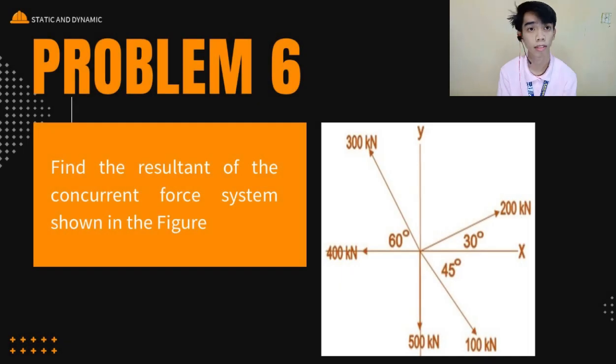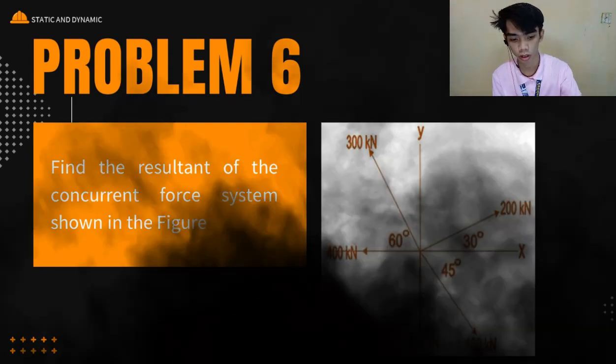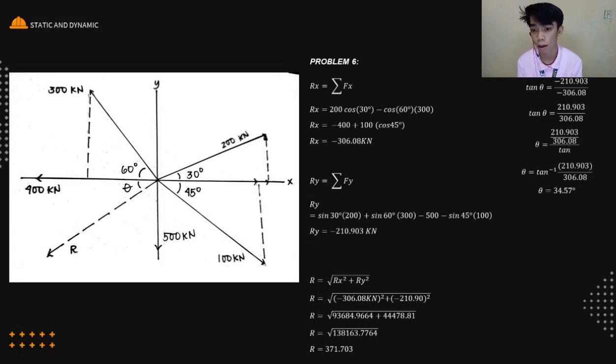Then, let's go to problem 6. Find the resultant of the concurrent force system shown in this figure. So, we have 4 forces. We need to find where the resultant is, that is, the angle of the resultant. To get the position of the resultant, we will use the formula summation of forces is equal to R.